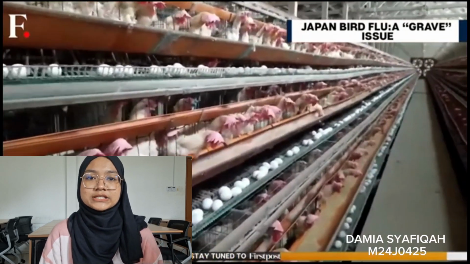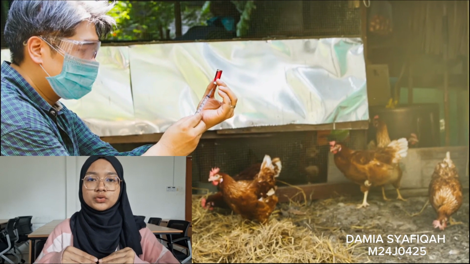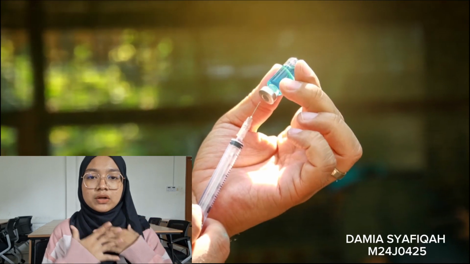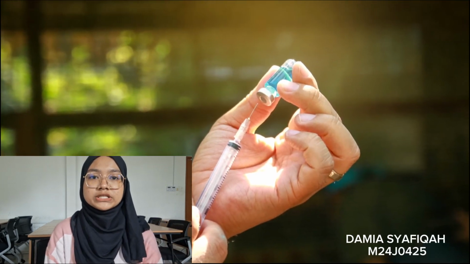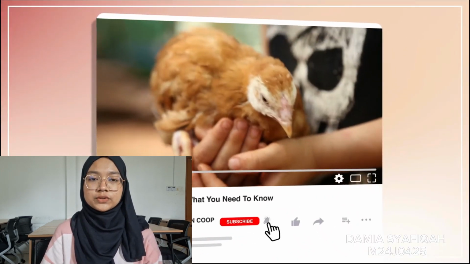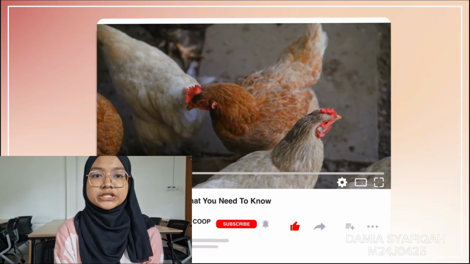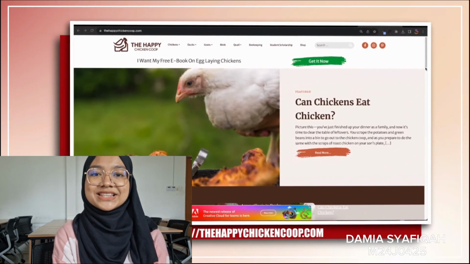So my next point is vaccination. We all know that vaccination is to increase the immunity in our body. So, poultry vaccination against avian influenza can improve their resistance to infection, shield them from clinical illness, and lessen their virus shedding in the event that they contract the disease.